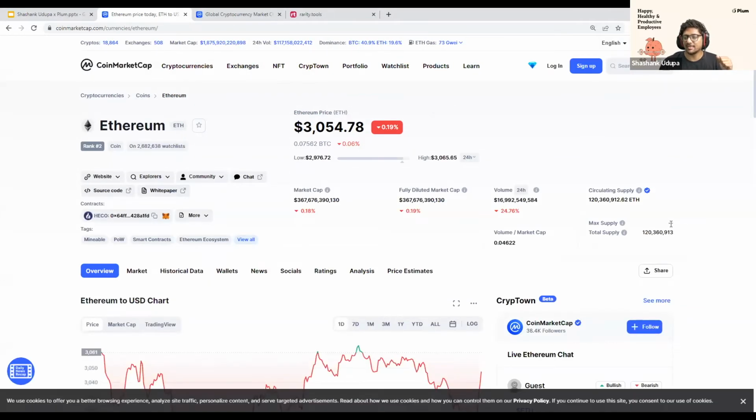So look at this. The max supply is not there. Why? Because the max supply changes every time. Every year, there are more tokens being pumped into the system. So the total supply currently is 120 million, right? If you look at it, it's 120 million circulating ETH, but it keeps going up, right? It won't stop. Ethereum is an inflationary token right now.